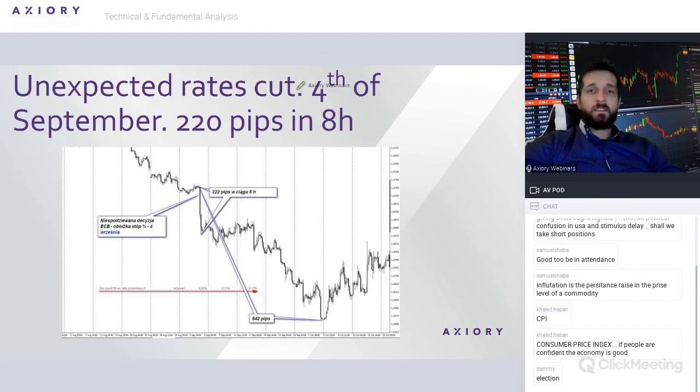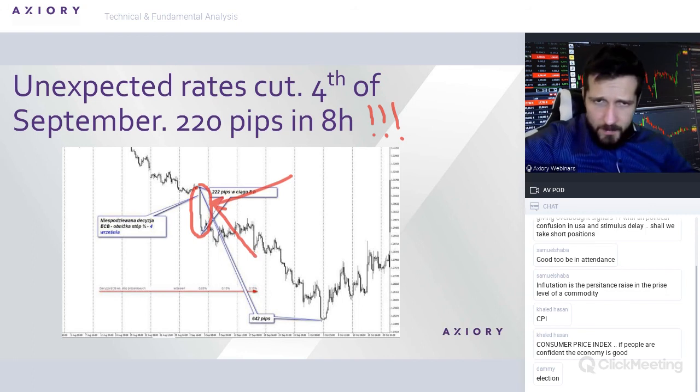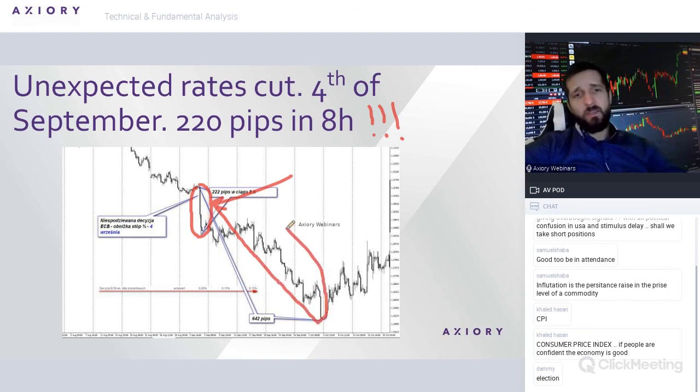Another unexpected rate cut. You can see that the market lost 220 pips in 8 hours. That is huge. That is a super volatile movement, because traders were not expecting this. And when they joined, we lost 220 pips in 8 hours. But here we lost how many? 650 pips in a few days. 650.